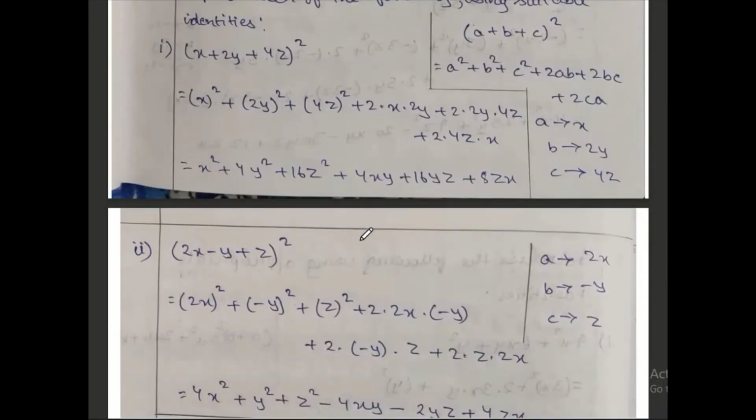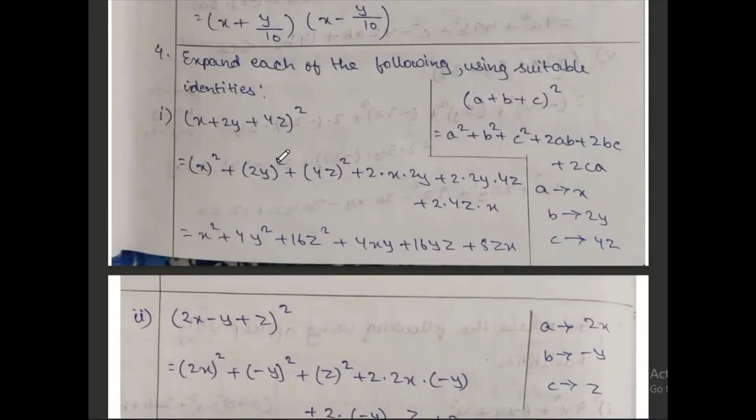Now we will start question number 4. Expand each of the following using suitable identities. Number 1. We are going to expand x plus 2y plus 4z bracket and whole square. Inside the bracket 3 terms are available. So the best formula is this: a plus b plus c whole square equals a square plus b square plus c square plus 2ab plus 2bc plus 2ca. This is your formula.